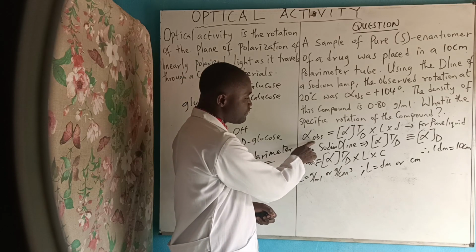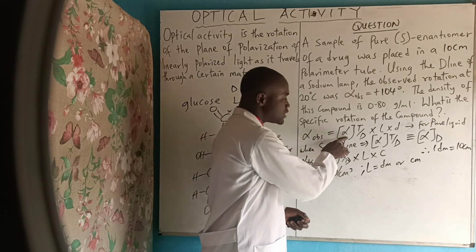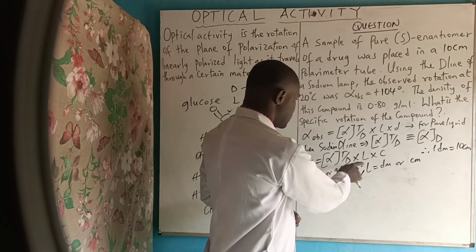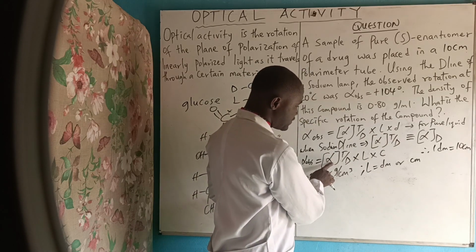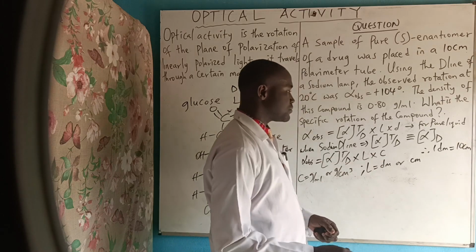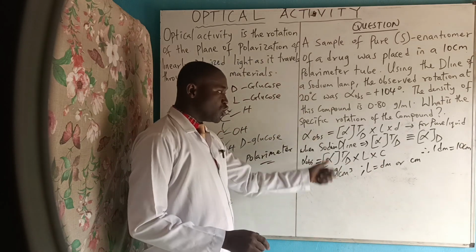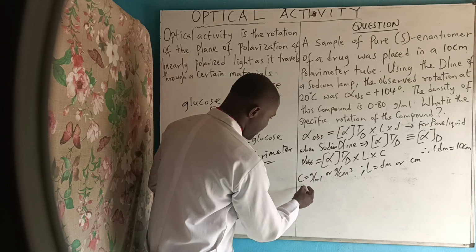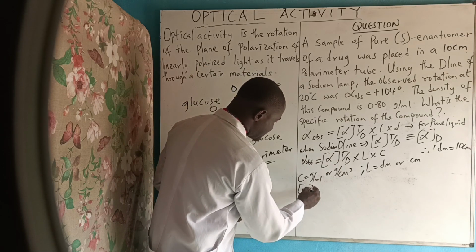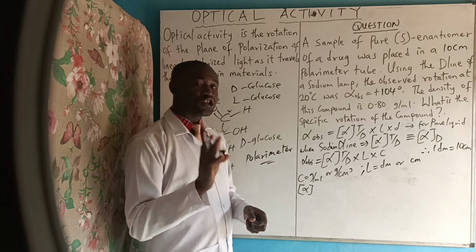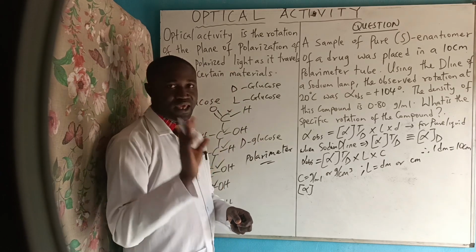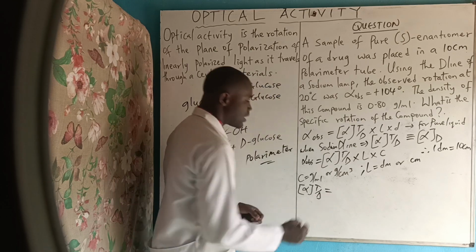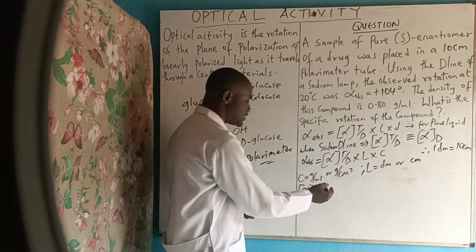So there is need for you to know what these parameters mean. This is observed rotation, this is the specific rotation, this is the length, and this is the density. This is observed rotation, specific rotation, length, and concentration. Yes, so you have to note this. Now, if you are looking for the unit of this, very important, in science the unit of what you solved is very, very important.